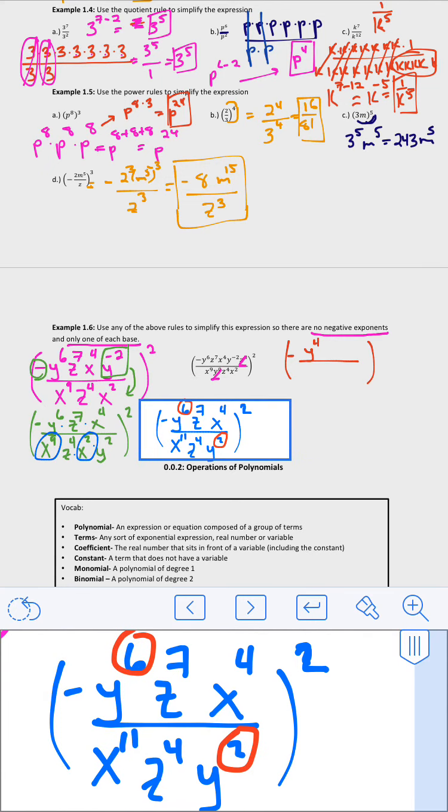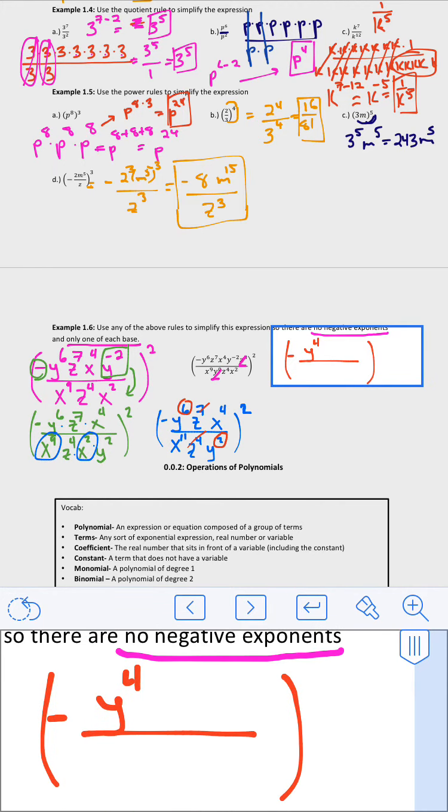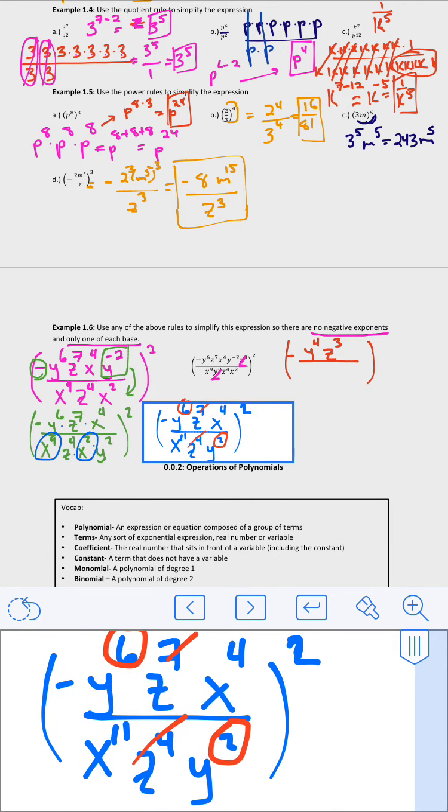Let's do the same thing with the z's. I have 7 on the top and 4 on the bottom. Looks like that's going to leave me with 3 on the top. So z to the 3rd on the top, right? I got no more on the bottom because I canceled all the bottom.